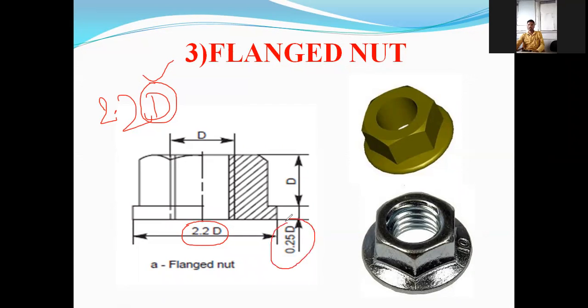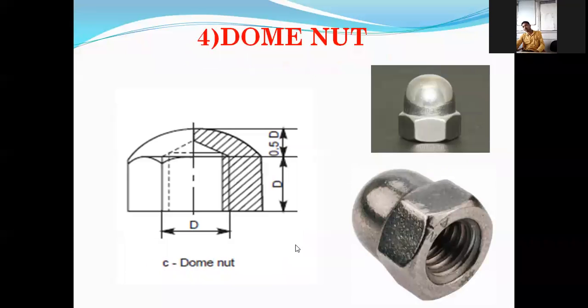What is the thickness? So here it is. 0.25 D. Such small things you have to remember, that is in front of you. So these things you have to remember. Flange nut, outer diameter is 2.2 D and thickness is 0.25 D. Further, dome nut.